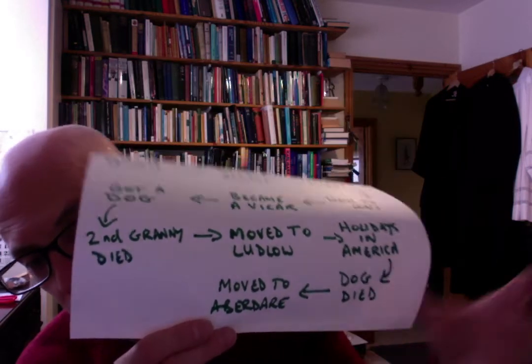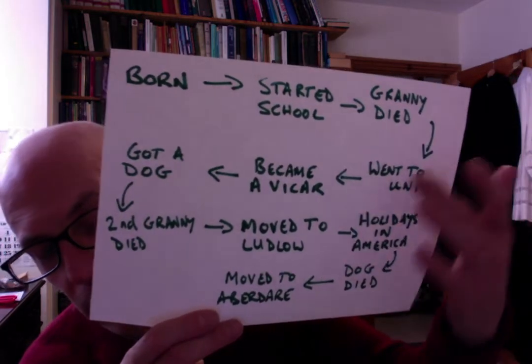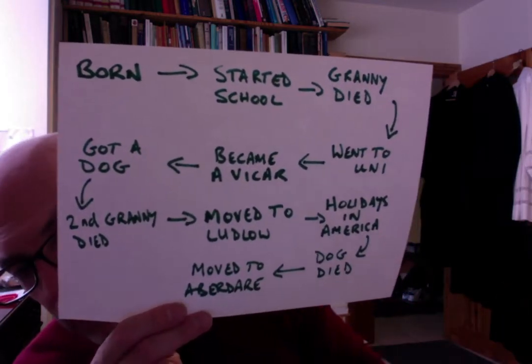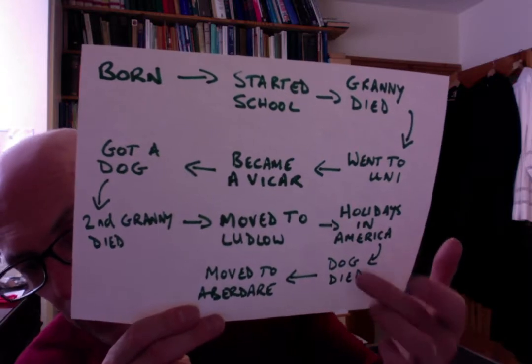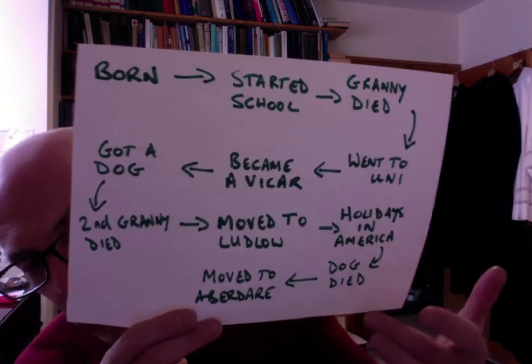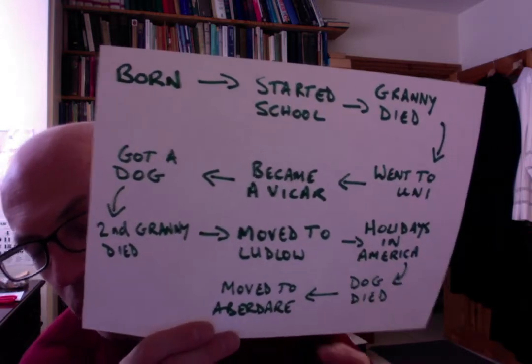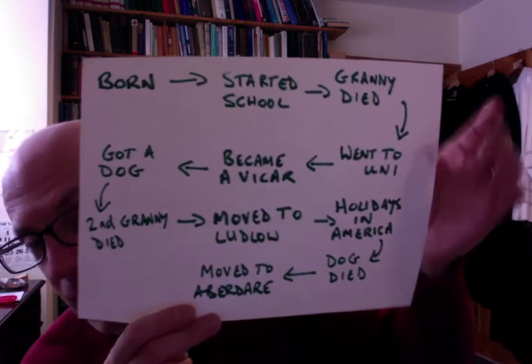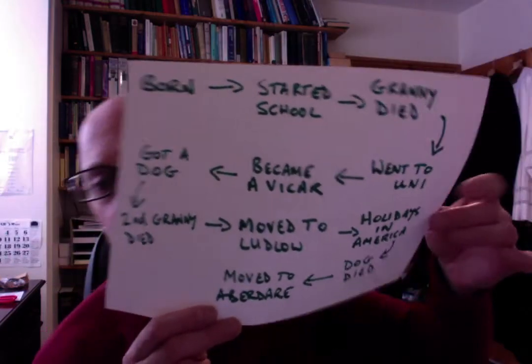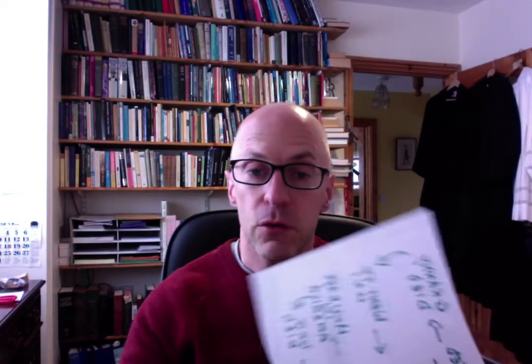Then during this time, I had holidays in America because my brother moved out there, so it was nice to go and visit him. Then a sad event again, my dog died, and then I moved to Aberdare 7 years ago. Other things have happened too, as well as that, but those are the main things. So it doesn't have to be a huge thing, but if you can put out on a piece of paper, something like that, your life journey so far and the key events. Some of them will be happy things, some of them will be sad, some might be a mixture of the two.